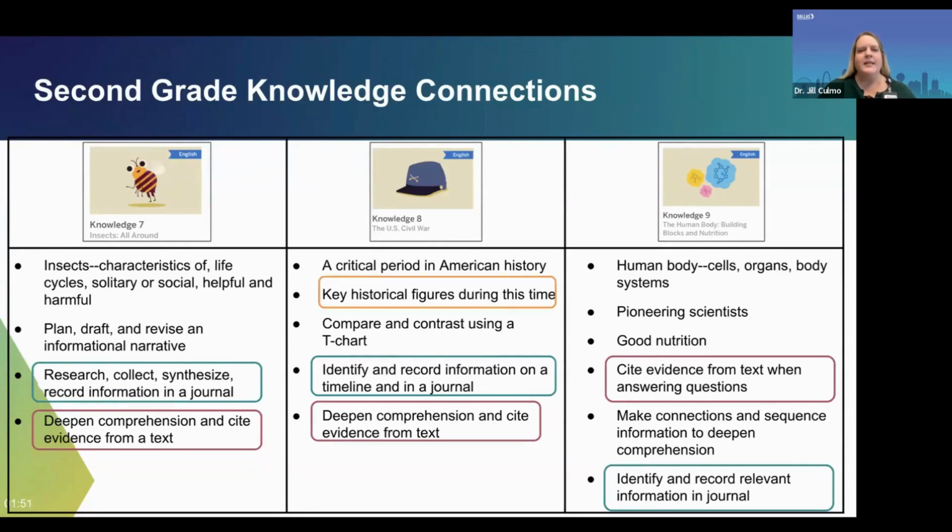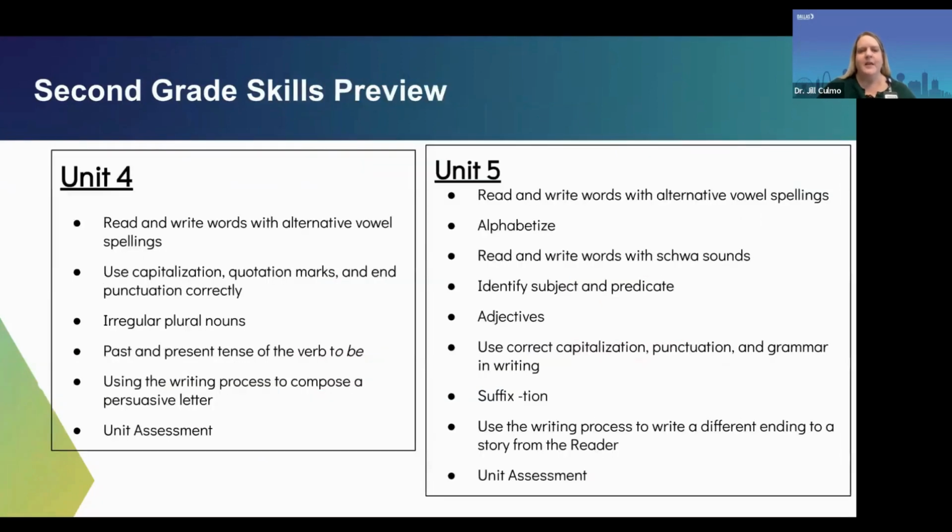They will be looking at important historical figures, both in Knowledge 8 with the Civil War and in about scientists in Knowledge 9. Now let's take a moment to glance at what second grade students will be doing in Skills Units 4 and 5 during quarter 3. In Skills Unit 4, students are introduced to more spelling alternatives for vowel sounds and 3 tricky spellings.